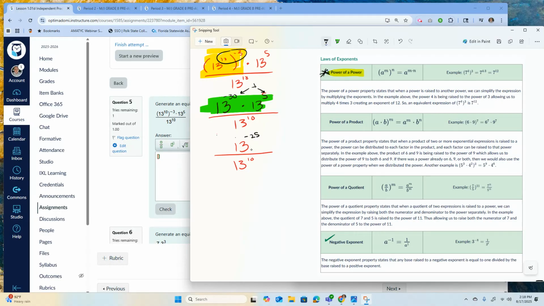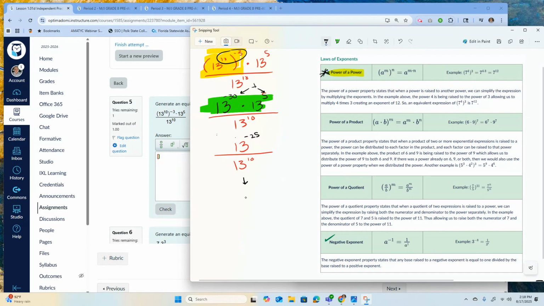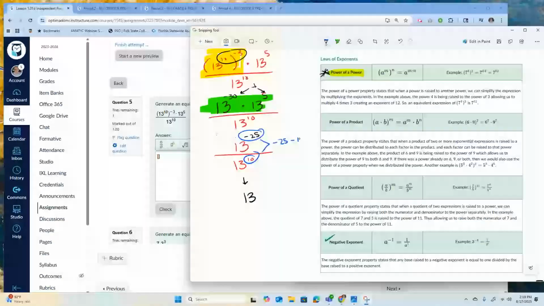Now, you can see I have the 13 still repeated, but this time I have the fraction bar. That means that I'm dividing. And when you're dividing, you're going to apply the quotient rule. Remember, a fraction is a division. When you're dividing powers with the same base, you keep the base. So I'm going to keep the 13. And what you're going to do is subtract the exponents. Careful when you subtract in the calculator. You're going to subtract negative 25, take away 10, and that will give you negative 35. Put it in the calculator like I wrote it.